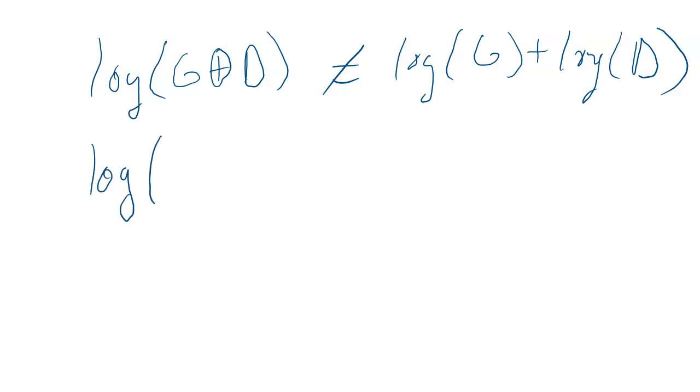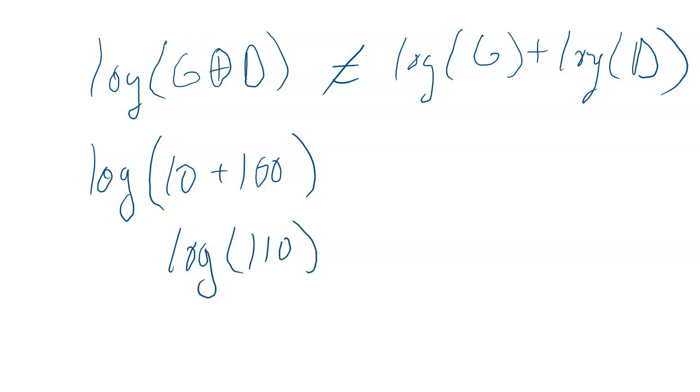Suppose I had, I don't know, 10 plus 100. All right, so then you get log base 10 of 110. Now I can't calculate that because 10 to some power isn't 110. You could approximate. It's going to be 2 point something, but I can't calculate it.